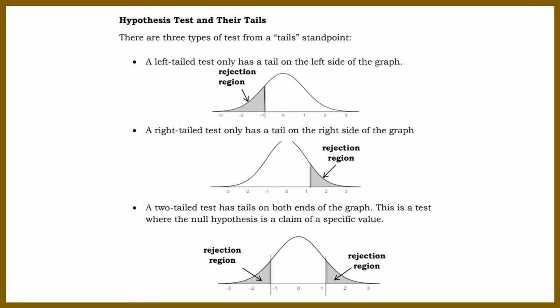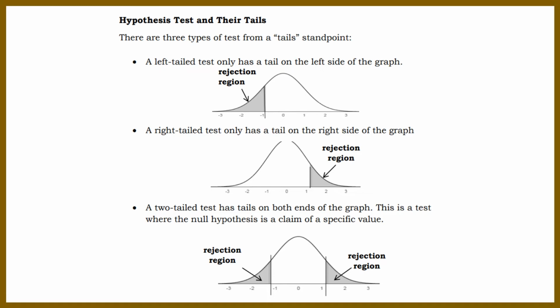Okay, so this is the hypothesis test and their tails. There are three types of the test from a tails standpoint. A left-tailed test only has a tail on the left side of the graph, so yung rejection region natin is nasa left side. Kapag right-tailed test, yung rejection region natin ay nasa right side of the graph. Kapag two-tailed test naman, yung rejection region natin is nasa left and right of the graph.